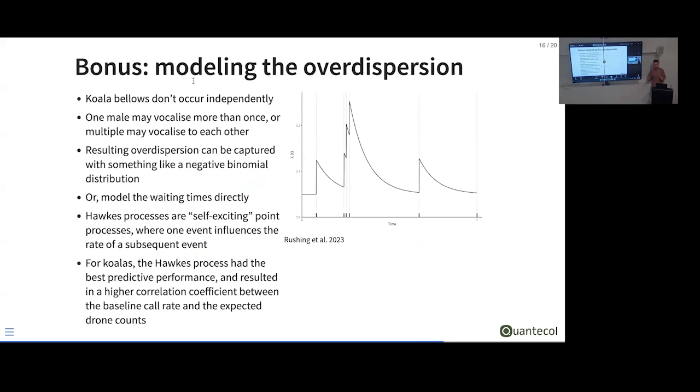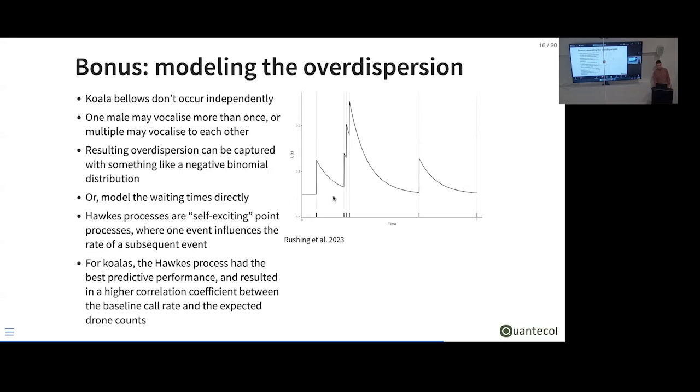So of course, koala calls don't occur in a vacuum. You can have the same individual that vocalizes multiple times in a short amount of time. Presumably, you can have individuals that are calling to each other. So one nice way to model this is with a Hawkes process, which is called a self-exciting point process. And I borrowed this figure here from this paper where I learned about Hawkes processes in the first place.